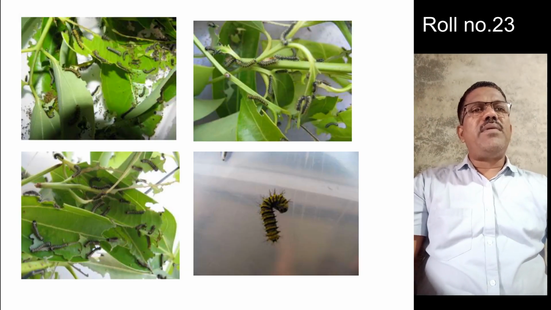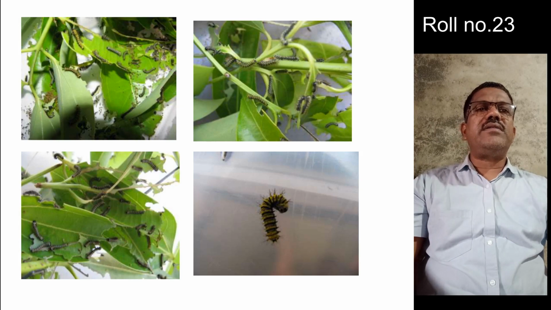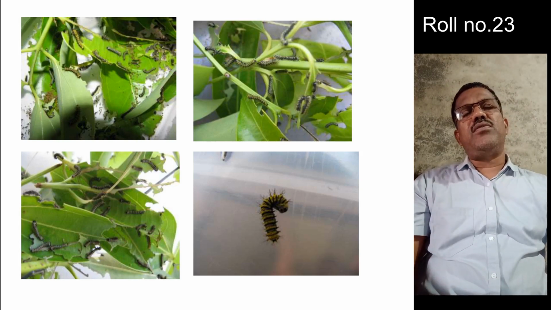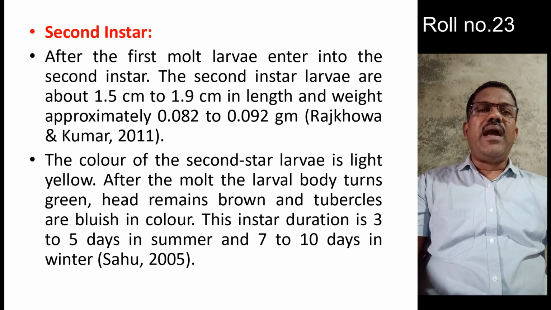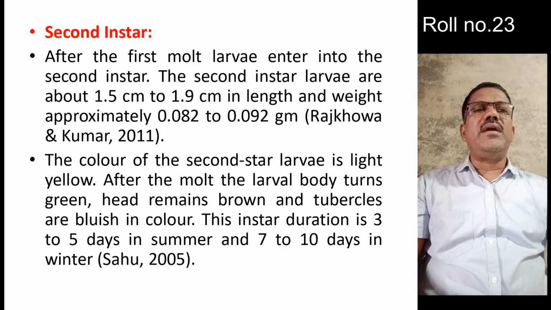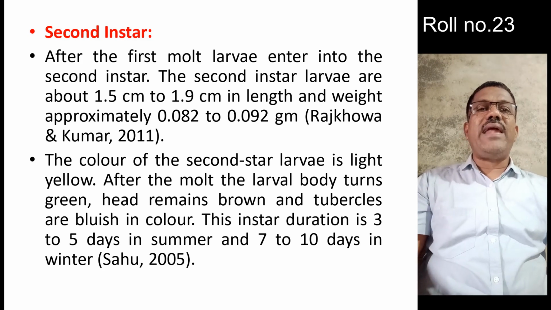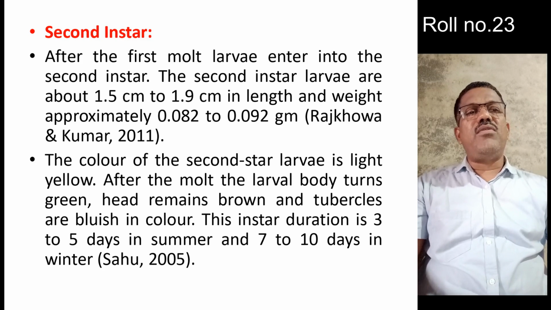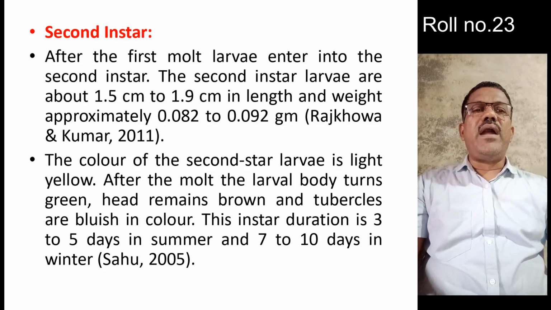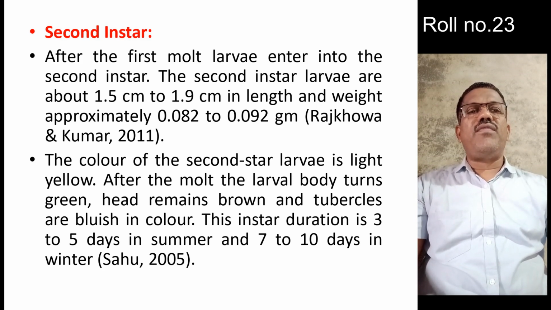Second instar. After the first molt, the larvae enter the second instar. The second instar larvae are 1.5 cm to 1.9 cm in length and weigh approximately 0.080 to 0.092 grams. The color of the second instar larvae is slightly yellowish. After the molt, the larval body turns green. The head remains brown and the tubercles are bluish in color. This instar duration is 3 to 5 days in summer and 7 to 8 days in winter.